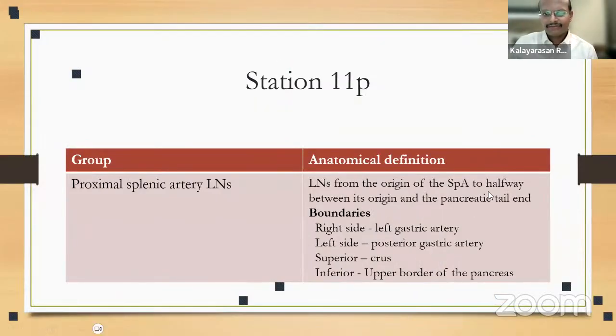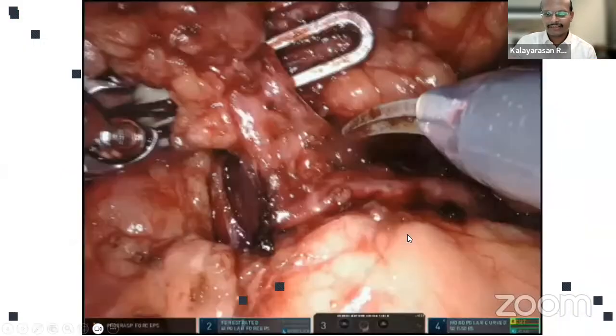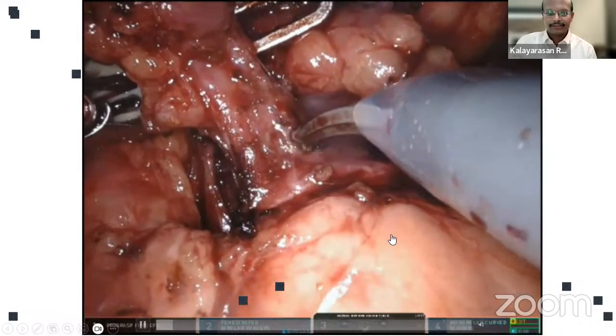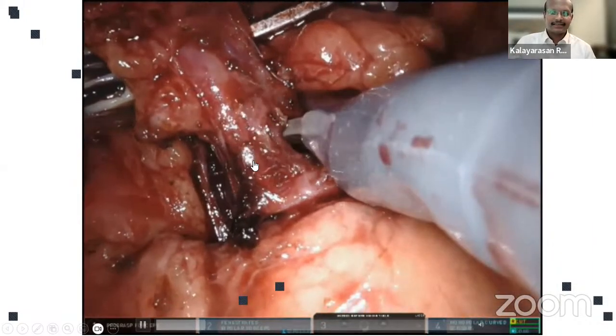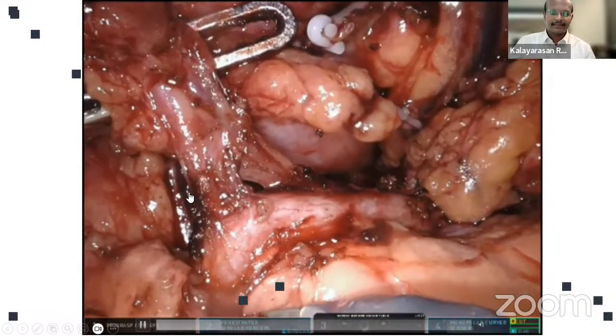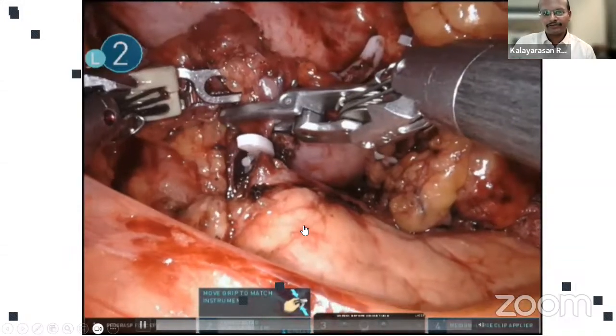And lastly, we have the 11P. The 11P is the proximal splenic. The boundary for us is the posterior gastric artery. So this is the posterior gastric artery, and up to that you need to clear. There's a short video of the 11P, and you can see here, this is the posterior gastric artery which comes from the splenic artery. Up to that is the boundary for the 11P nodes.